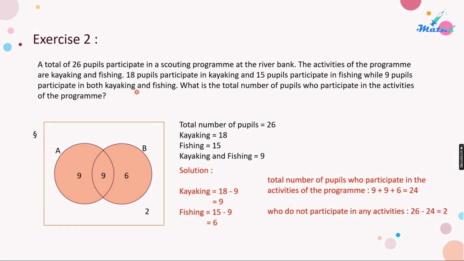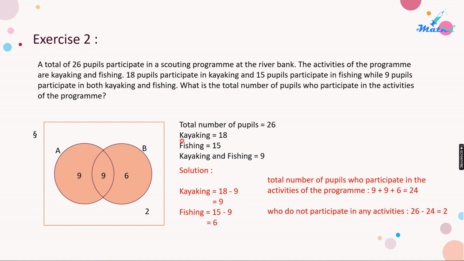Exercise 2. A total of 26 pupils participate in the scouting program at the riverbank. The activities of the program are kayaking and fishing. 80 pupils participate in kayaking and 50 pupils participate in fishing, while 9 pupils participate in both kayaking and fishing. What is the total number of pupils who participate in the activity of the program?